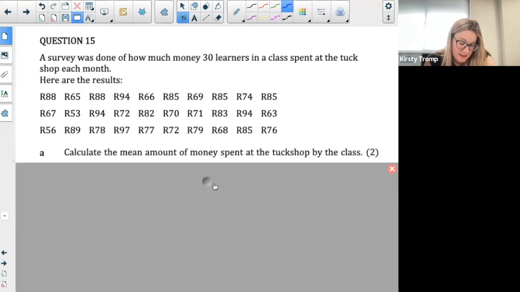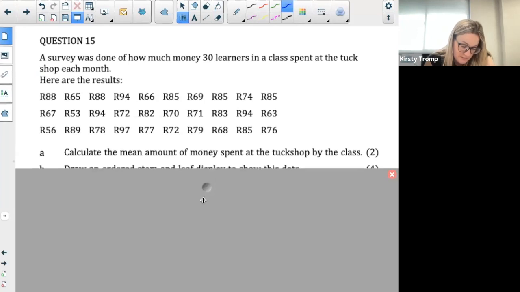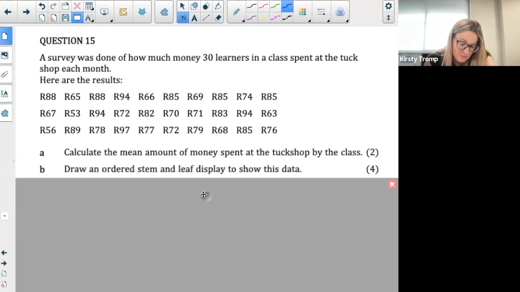Number 1, calculate the mean amount of money spent at the tuck shop by the class. Number 2, draw an ordered stem and leaf display to show this data. All right, 2 questions there. 6 marks. We're going to give you about 6 minutes. We're going to see how it goes.